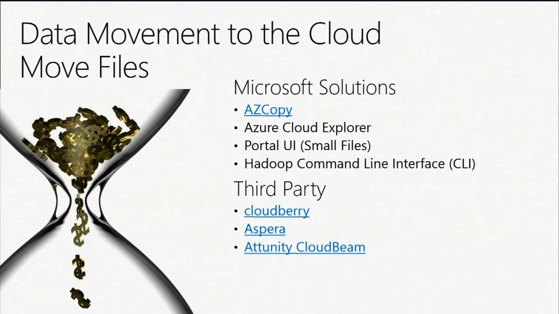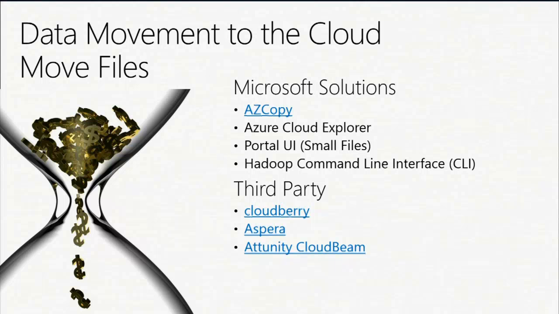There's also 3 or 4 other companies that make for-cost tools. Cloudberry is only about $40 US though, so it's relatively inexpensive. Aspera and Etunity Cloud Beam are more enterprise-focused options there for moving your data up to the cloud. We've also got SSIS. We've got the portal UI if you just need to upload a few files, or if you need to give your users the capability to easily upload a few files, you can put them in there. And then, of course, we have our Hadoop command line interface.